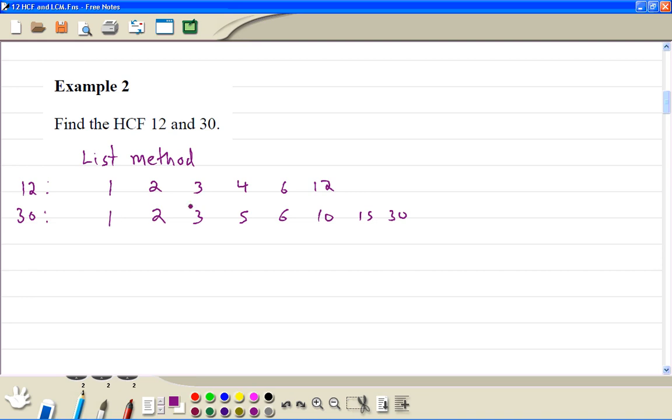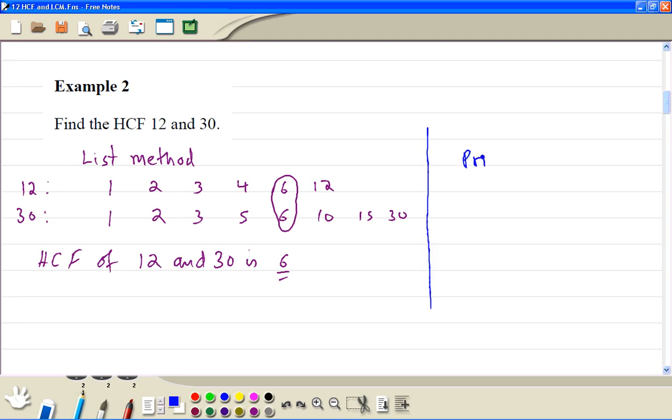1 is common, 2 is common, 3 is common, but we're looking for the highest. The highest here is 6. So highest common factor of 12 and 30 is 6. Here we can use the prime factor method.